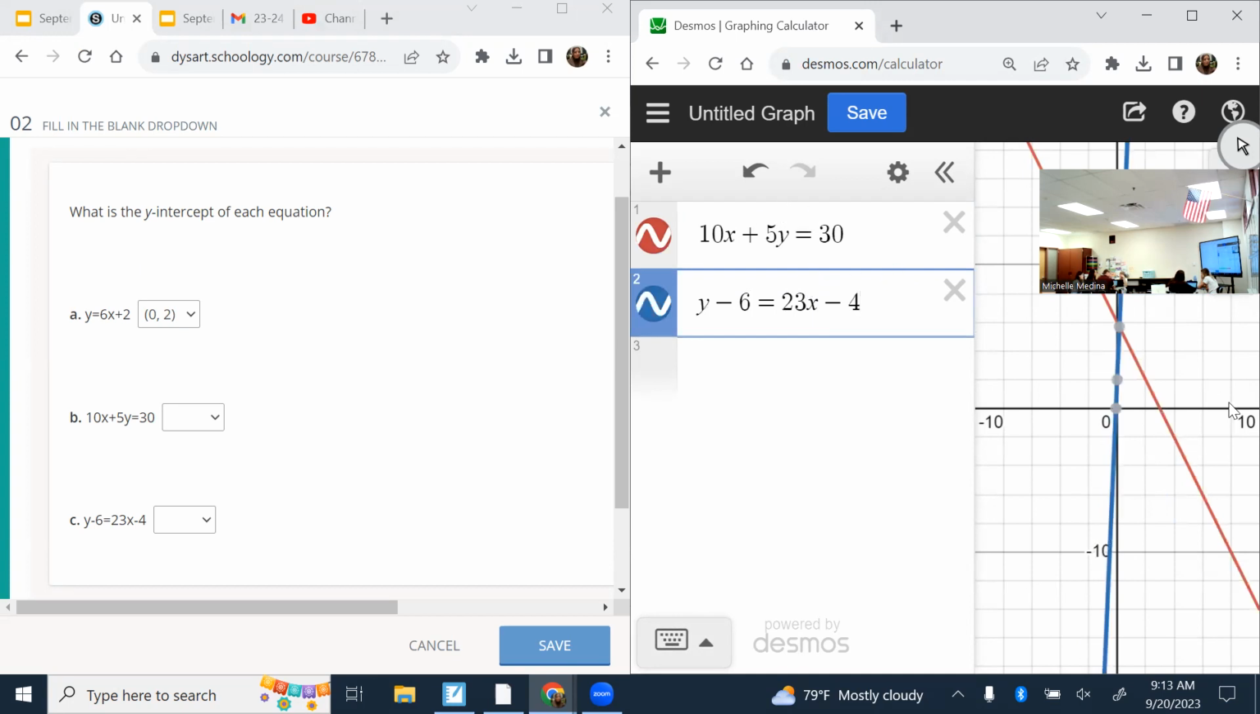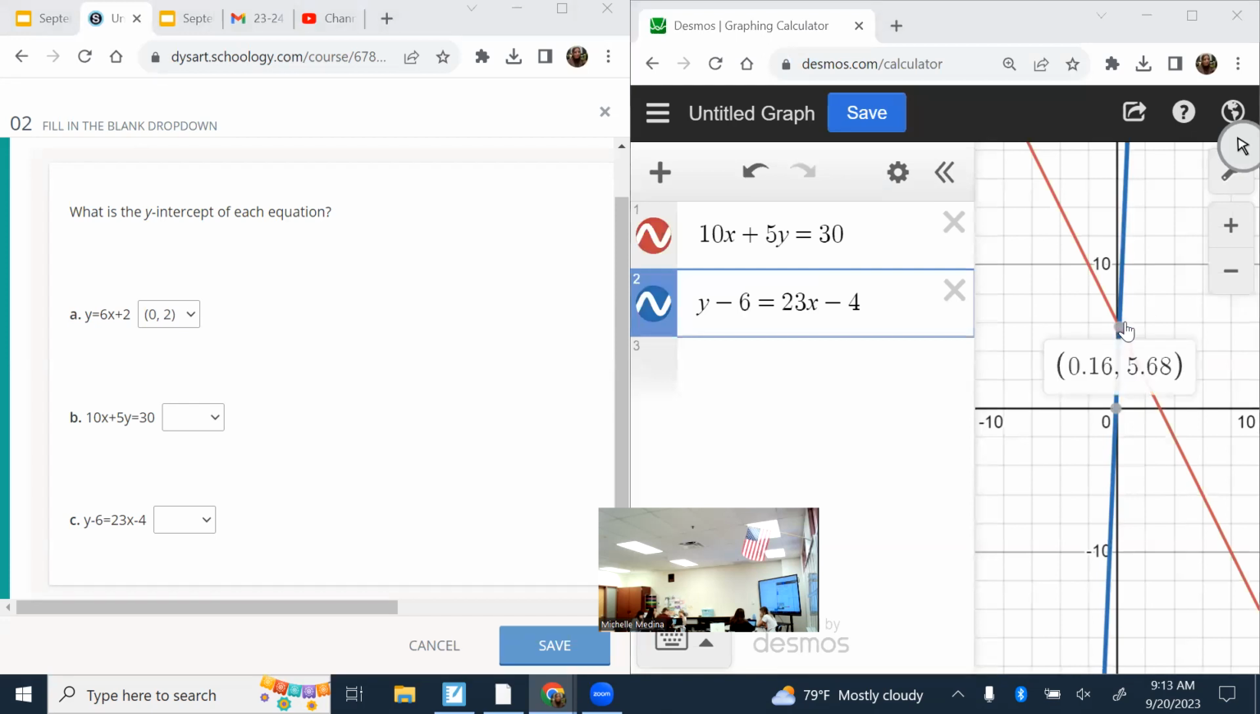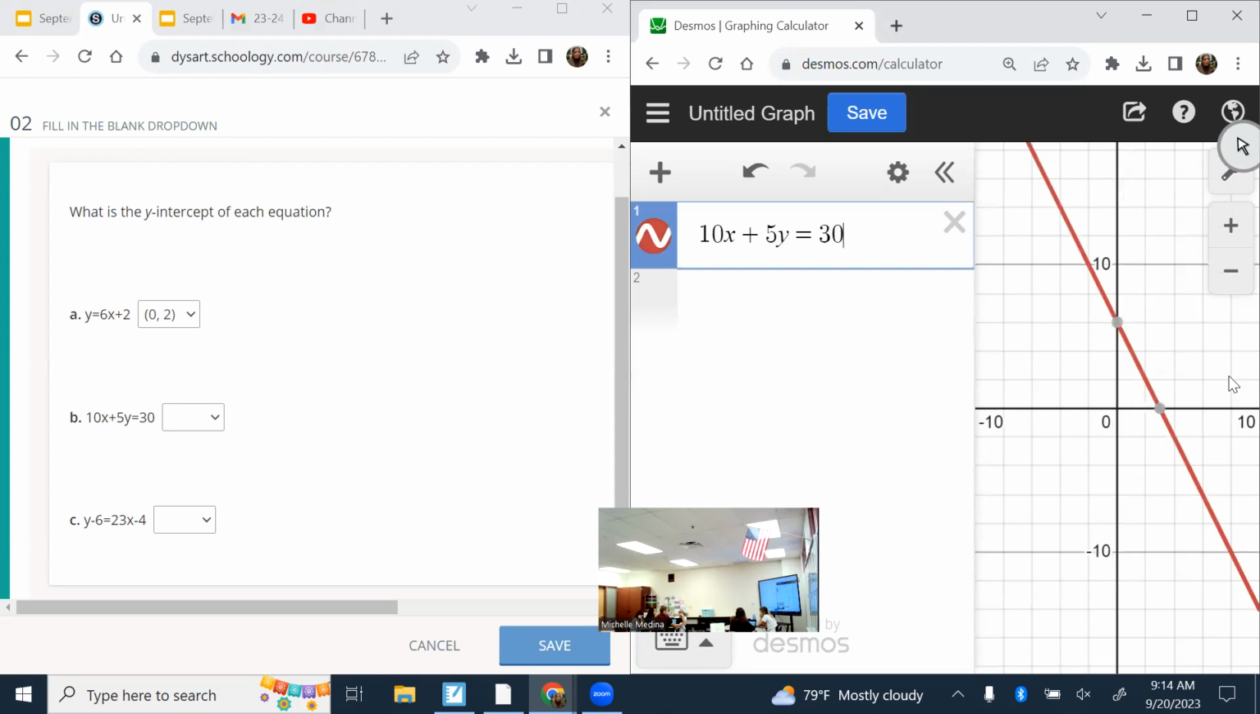Okay, so the red line would be for B. And we're asking about the y-intercept, so only look at the y-axis. I'll even erase the blue line so you can see it better. All right, so where does it touch the y? 6. It's as easy as that. So it even lets you click on your x and y intercepts, but it only asks about the y. That's why I'm only looking at the y.